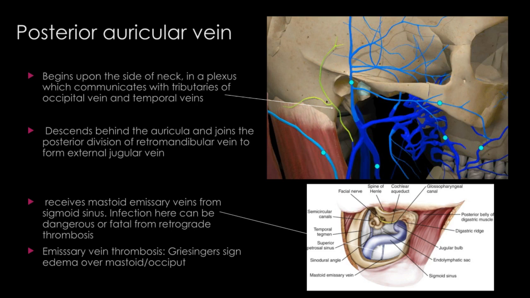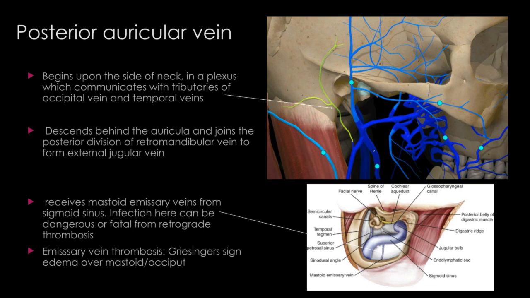It begins on the side of the scalp in a plexus, which communicates with the tributary of the occipital vein as well as the temporal veins. This is the area of the superficial temporal vein, and here you can see the occipital vein. This is the area of the external auditory canal, so the auricle will be here. It descends behind the auricle and joins the posterior division of the retromandibular vein.